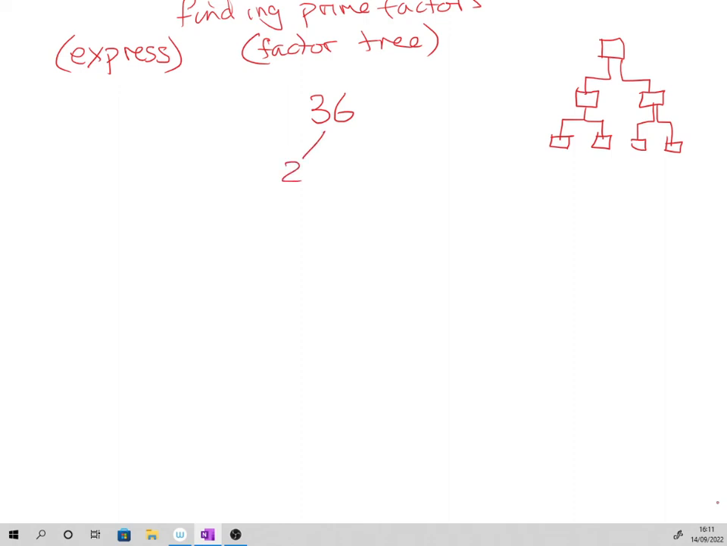So I'm going to go 2 times 18. Now, remembering that list of prime numbers, whenever we get a prime number, put a ring round it and stop.